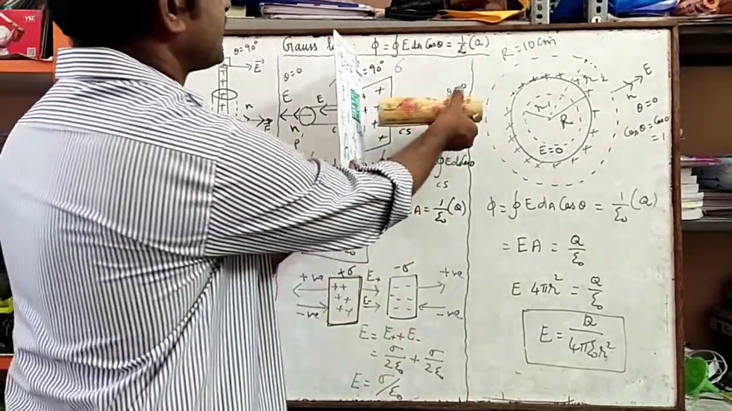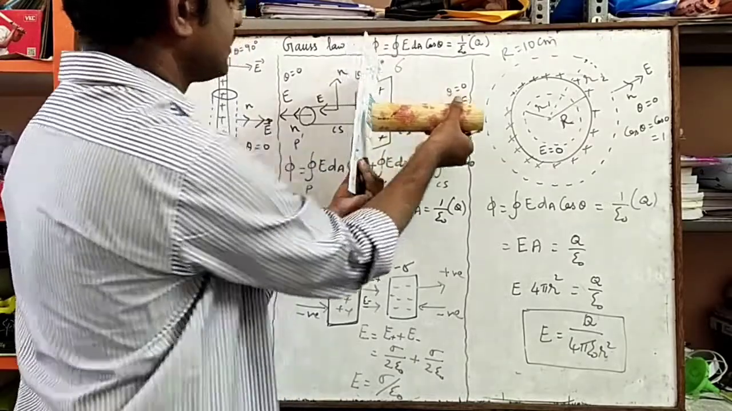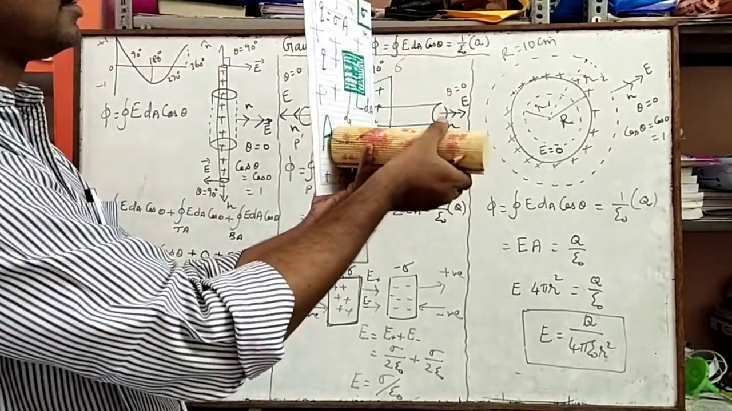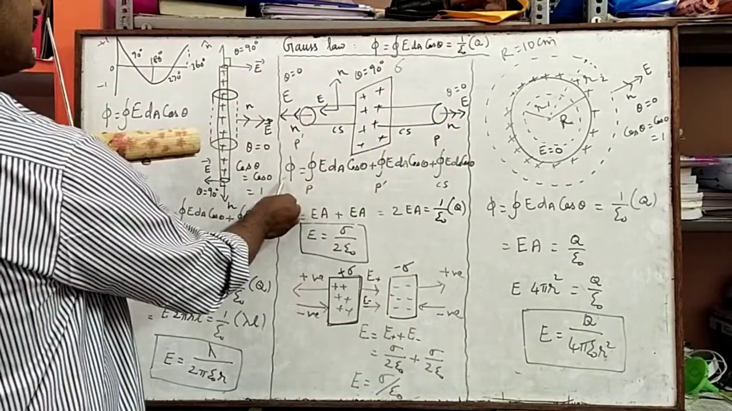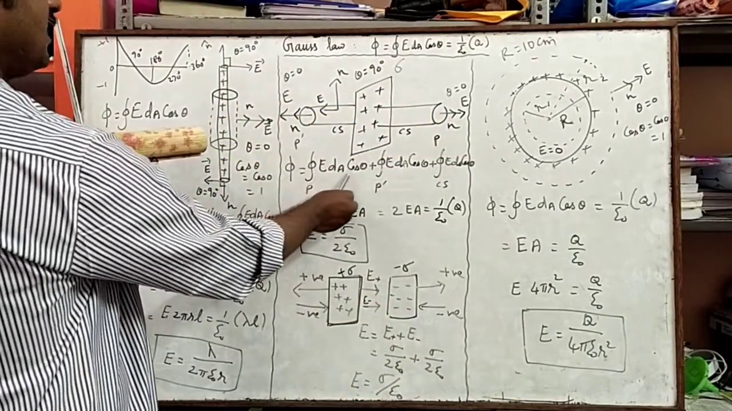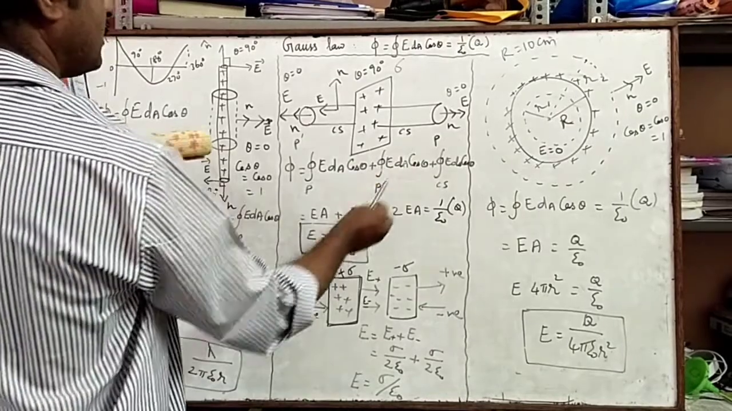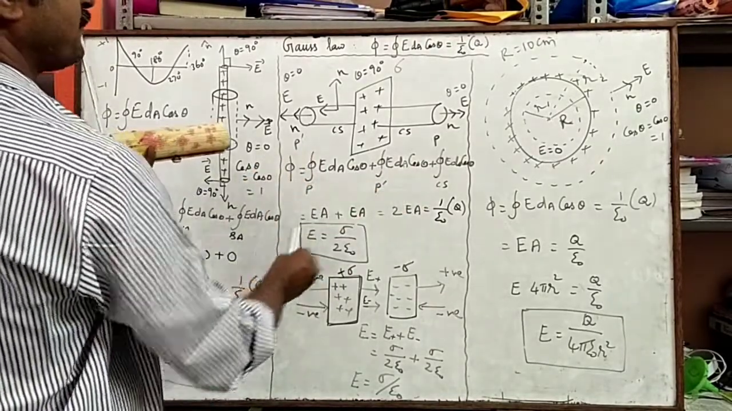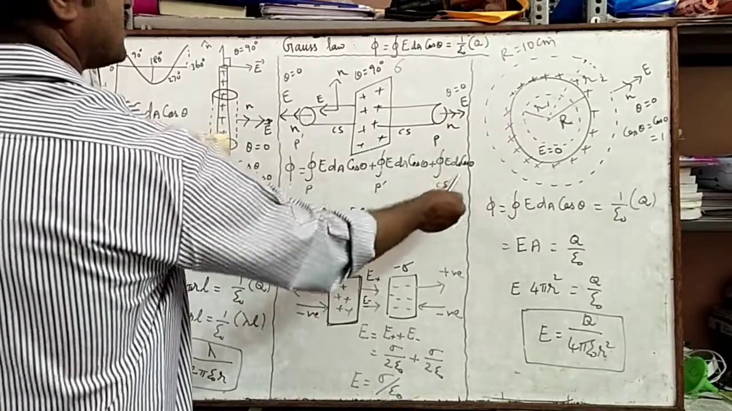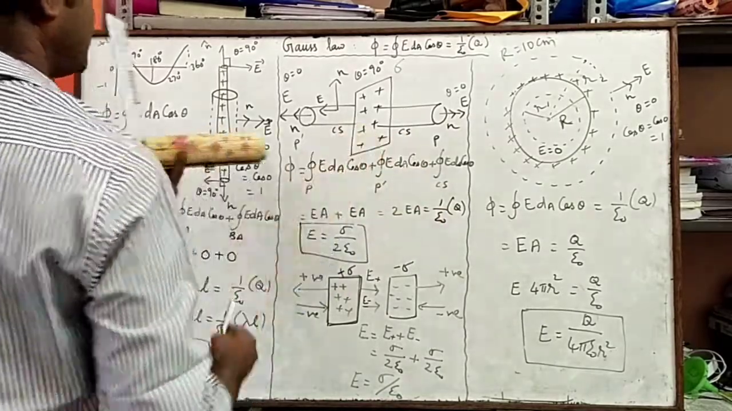Imagine a Gaussian surface like this. Imagine a Gaussian surface somewhere here. Now if you look at this, the total flux phi is equal to closed integral E dA cos theta at P, plus closed integral E dA cos theta at P dash, plus closed integral E dA cos theta at the curved surface area.